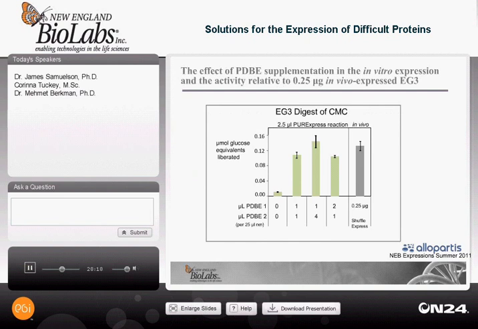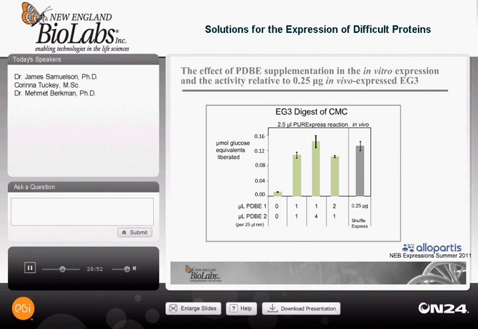My next slide shows the effect of the disulfide bond enhancer supplementation in the PureExpress reaction on the activity relative to 250 nanograms of the in vivo expressed EG3. The y-axis is showing micromole glucose equivalents liberated in an assay done directly, again, on the PureExpress reaction for enzyme. The x-axis is showing that the disulfide bond additives, 1 and 2, were titrated in the reaction to get the optimal amount to add for best expression and activity of the protein.